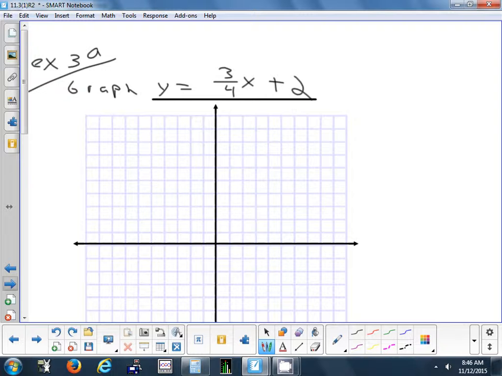On your notes, you have 3a that says graph. You have to write in the equation: y equals 3 over 4x plus 2. Then rise over run. Not yet, though. Alexis, what do we use first here?